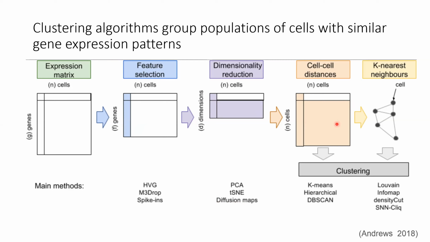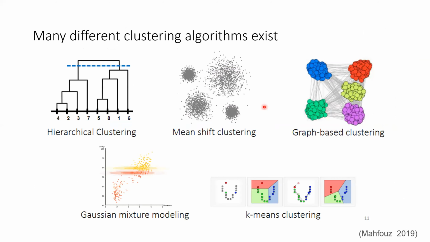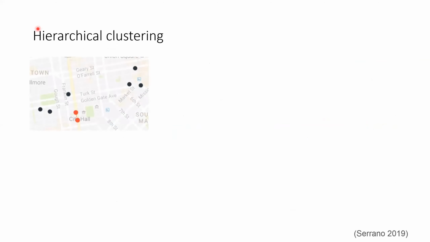So once we've settled on a cell-cell distance measure, there are two general approaches to clustering. One approach clusters cells directly based on their position in this distance matrix, while the other approach looks for the more densely connected neighborhoods of cells. So many different clustering algorithms exist, and today we're going to talk about the three most widely used methods, which include hierarchical clustering, graph-based clustering, and k-means clustering. So first, let's talk in detail about how hierarchical clustering works.